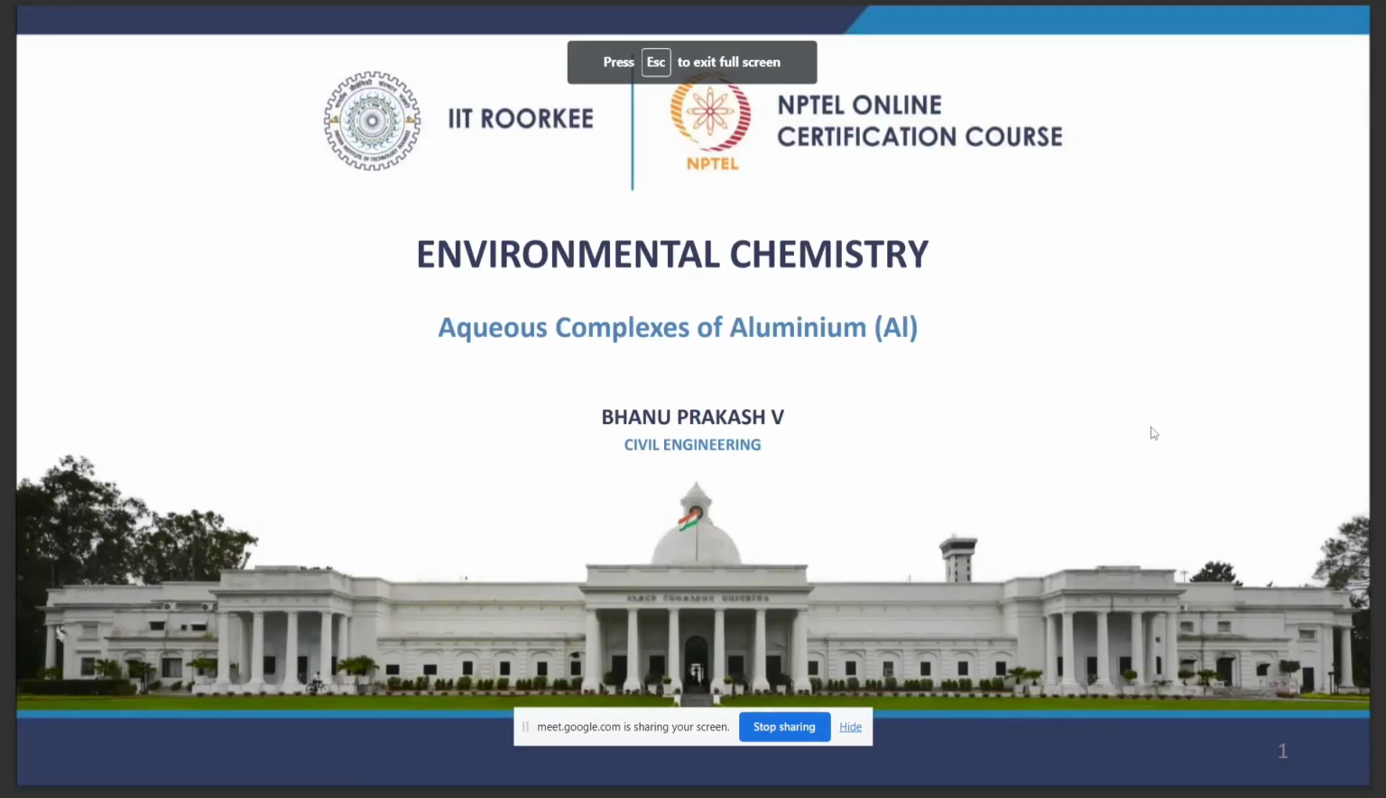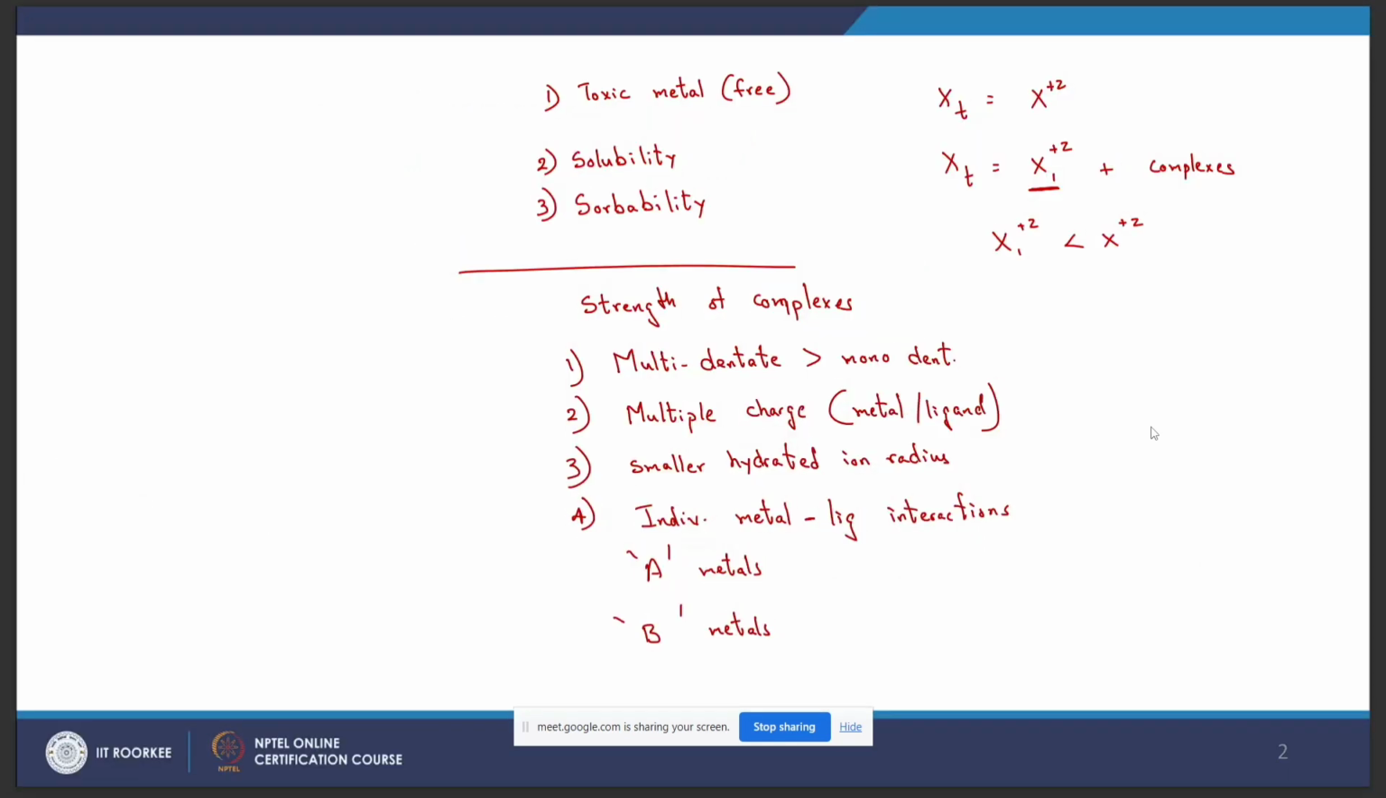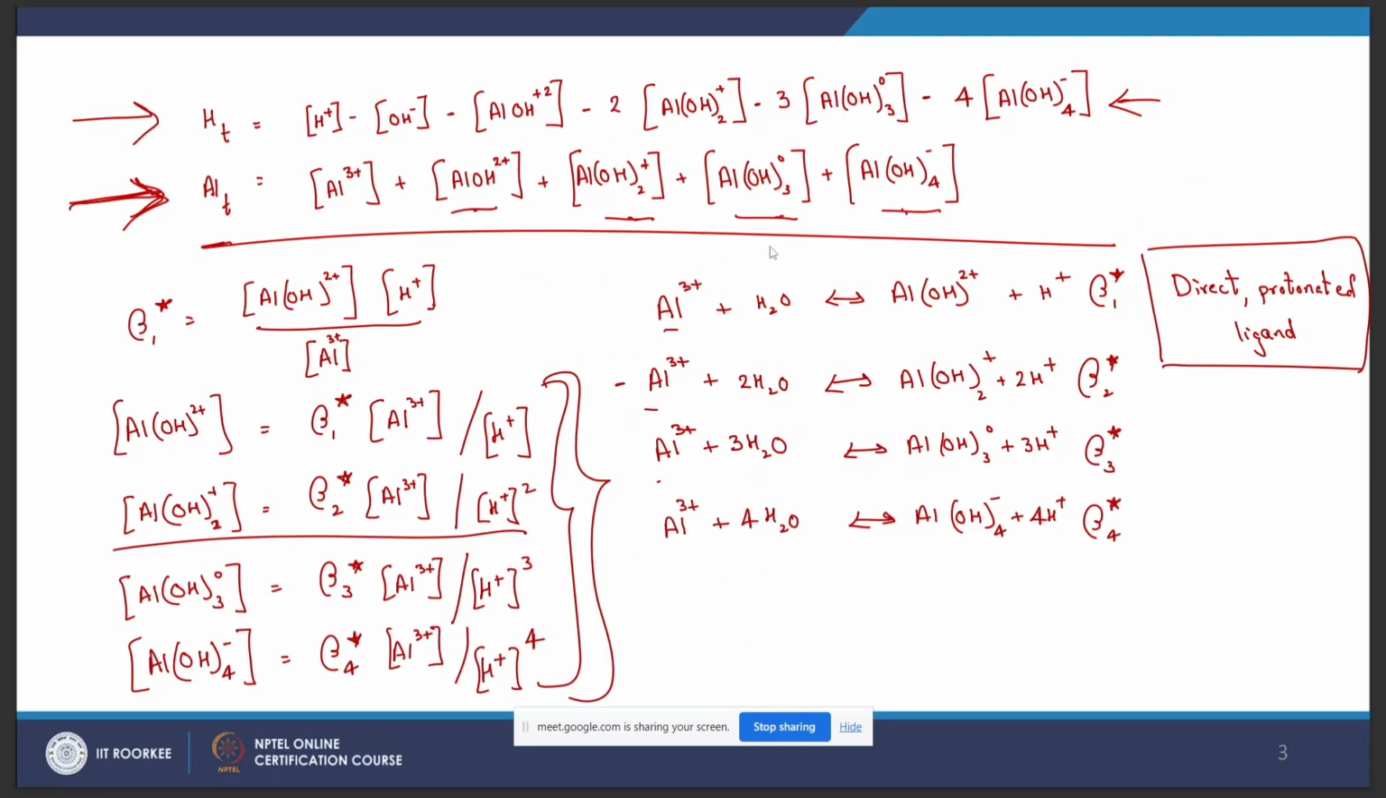So this was about aqueous complexes of aluminium. Here an example was shown by solving the problem based on aluminium. From the previous lecture, these are taken. And that is H total. This was the equation for H total, and this is the equation for Al total. And we know that we can write these complexes in terms of beta star.